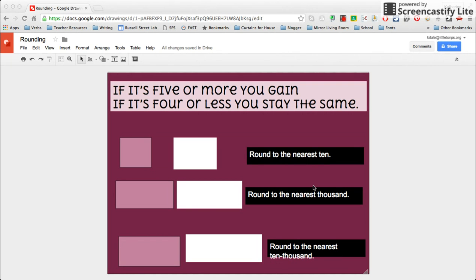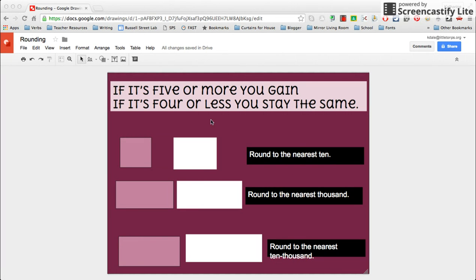Now, our goal, remember, in this is working towards learning more about estimation. And we know that our question right now is, why is estimation important and how and when can we use it? And that's the whole goal in this project. But before we get there, we need to kind of understand what rounding is.